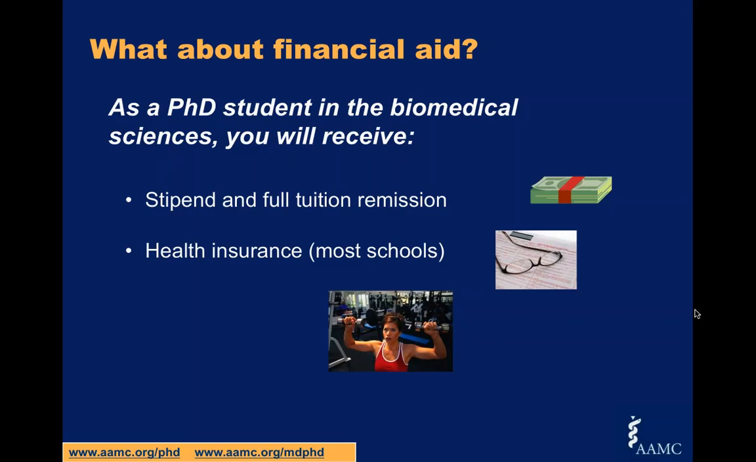Most schools will also provide you with a health insurance package and then maybe some other benefits, including travel opportunities to go to conferences to present your work. And as you see in the picture here, memberships to the university gym are often included. So, you know, any of the campus facilities that help you perform your work in graduate school will be available to you as a member of the university.